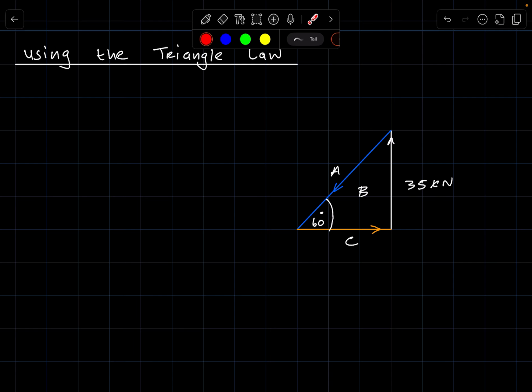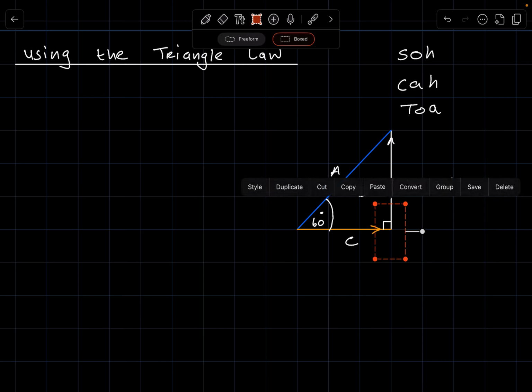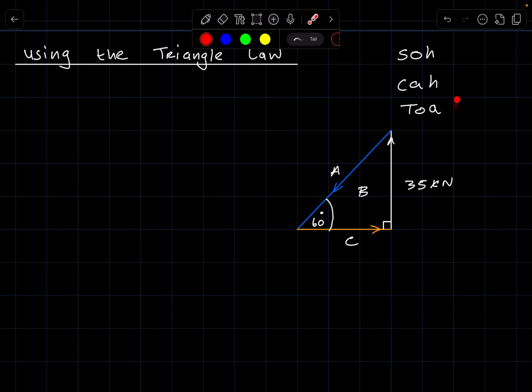Now here we obviously have a right angled triangle, so we are able to use our trig ratios. You have SOH, you have CAH, you have TOA, because the triangle constructed is a right angled triangle. It means we can use these mathematically to get what we are looking for.